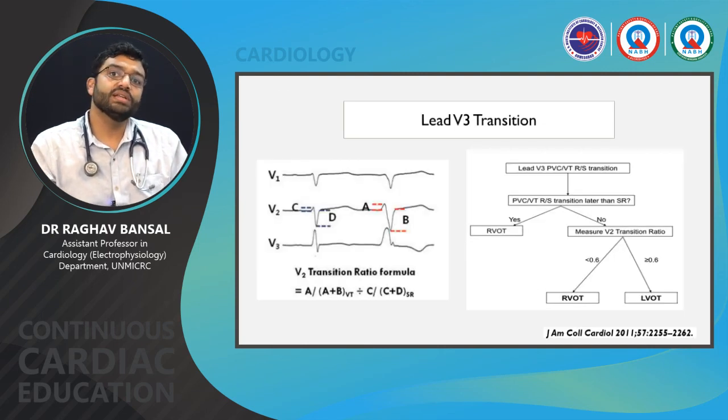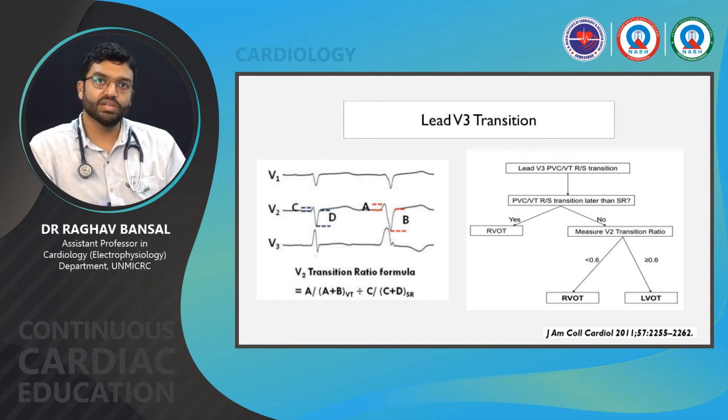So if the transition is earlier than the sinus rhythm, then we should look at another parameter, which is called the V2 transition ratio. Now, how to calculate the V2 transition ratio?